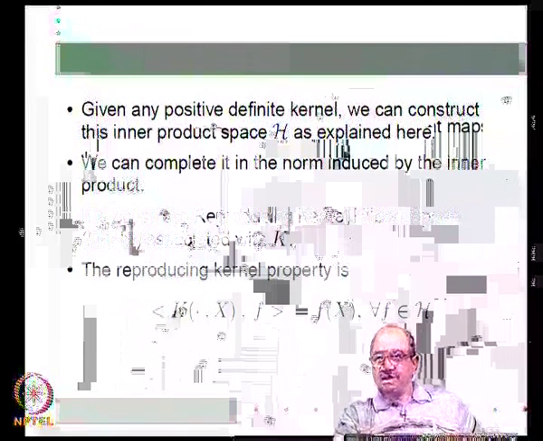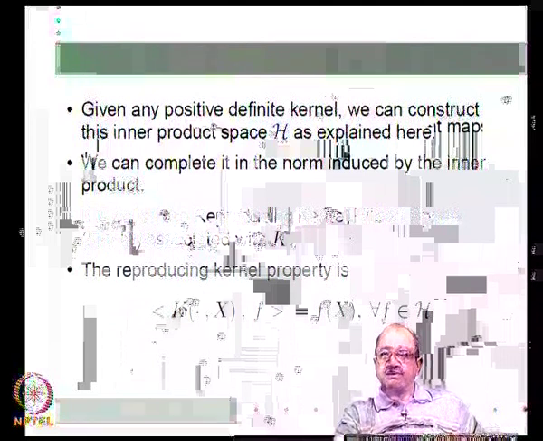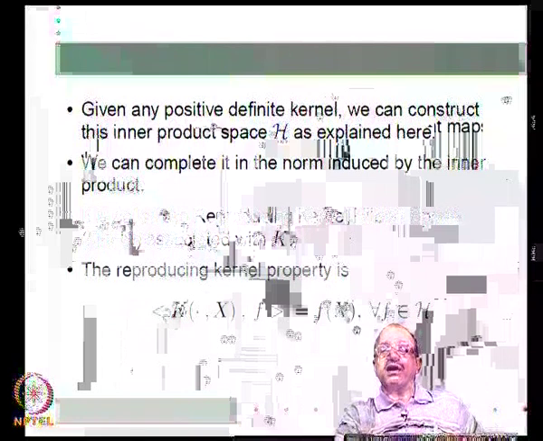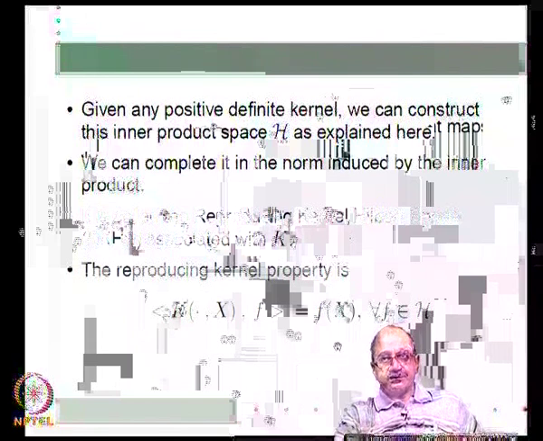On that H there is an inner product, and the inner product is such that the inner product of k dot x comma f will give me the value of f at that x. This is called the reproducing property of the kernel. This is true for every f in the space.